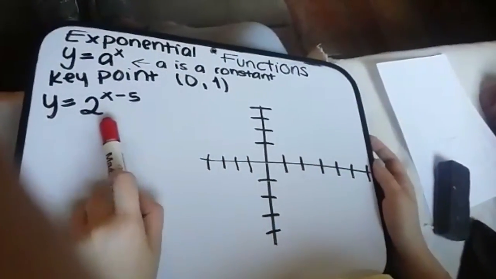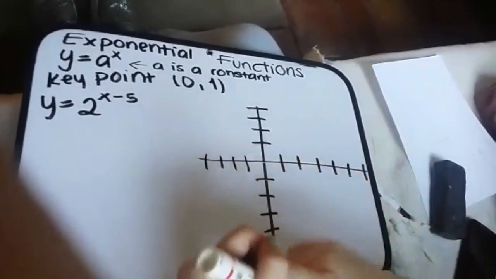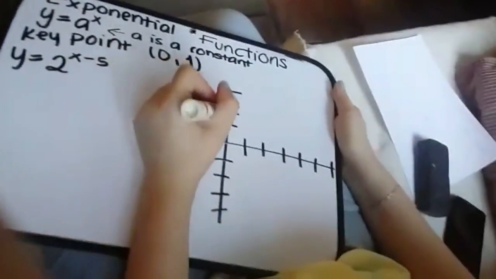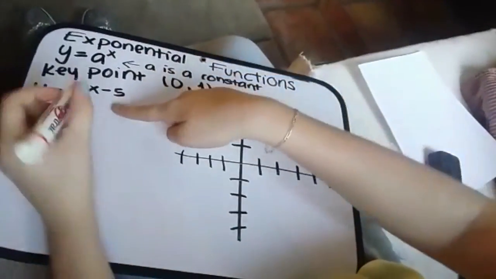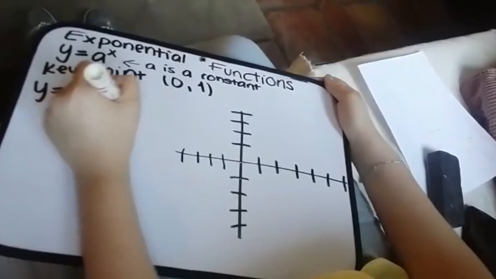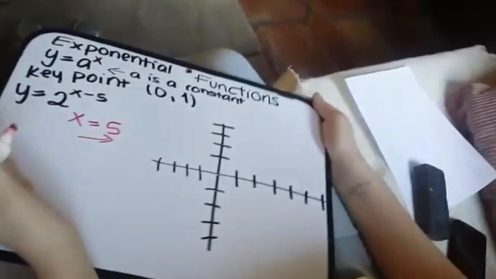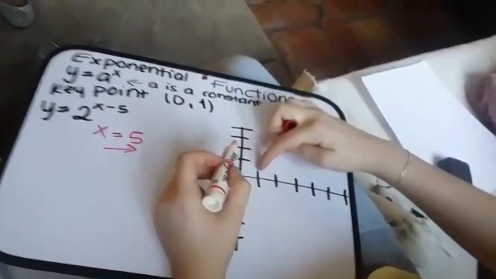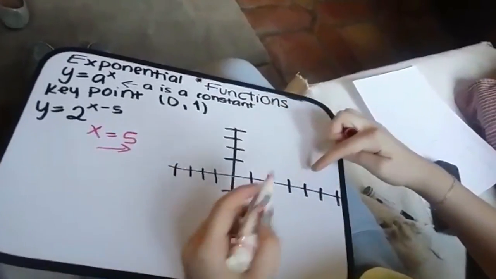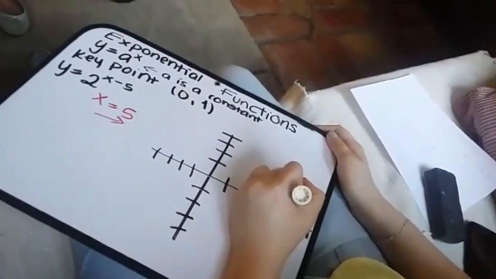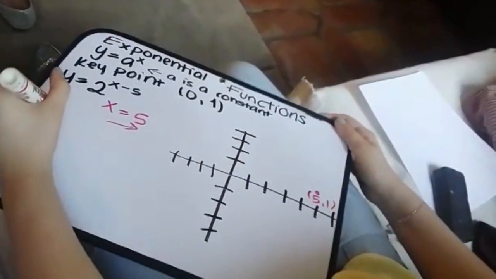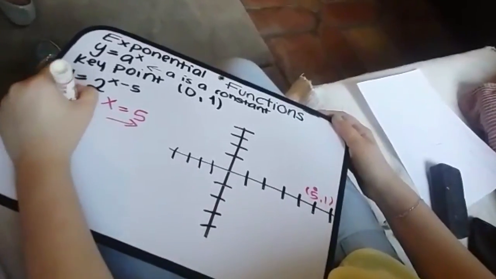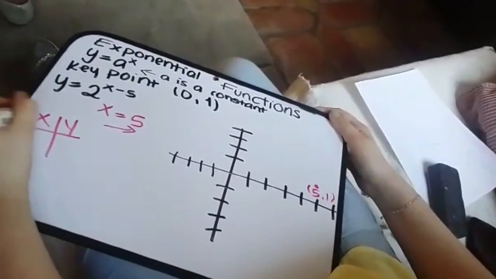y equals 2 to the x minus 5. So, we start on our key point, which is (0, 1), and we are going to translate 5 units to the right. So 0, 1, 2, 3, 4, and 5. And our key point will be (5, 1).